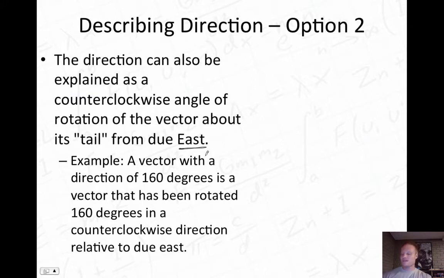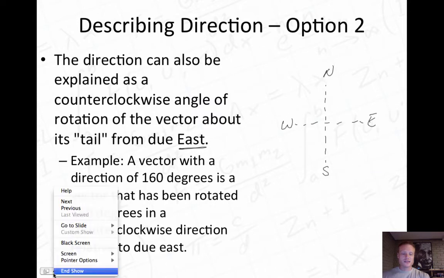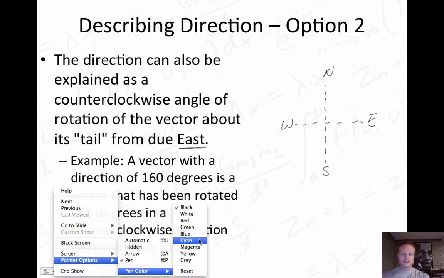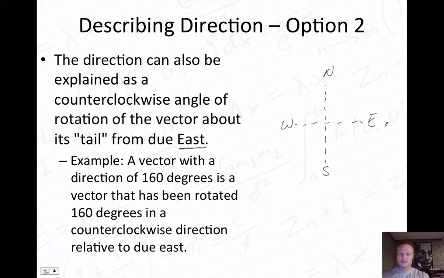Okay, so what do I mean by this? Well, let me just draw in the directional piece here again. So here's north, south, east, and west. East is the starting line, if you will, and this is 0 degrees. My example is a vector with a direction of 160 degrees. Basically, that means it has been rotated 160 degrees counterclockwise from due east.